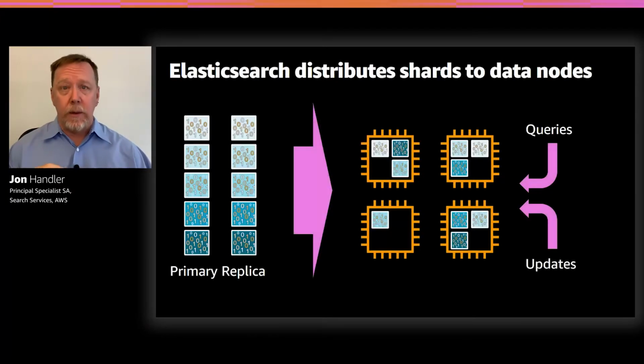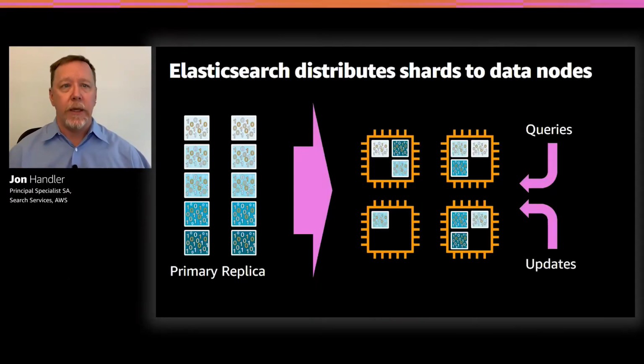Elasticsearch also enables you to set a replica. A replica is a full copy of the set of primary shards. In this case, I have 5 primary shards and 1 replica, which is another 5 shards. Elasticsearch then distributes the shards themselves across nodes in a cluster.